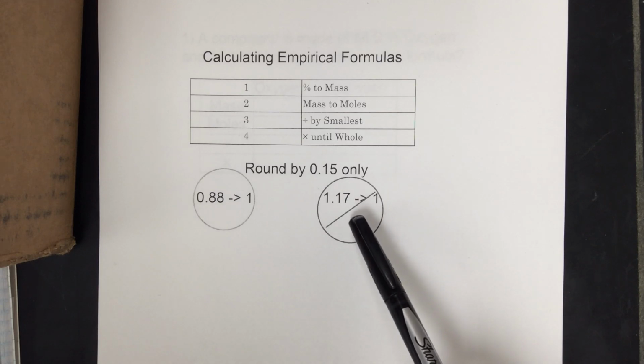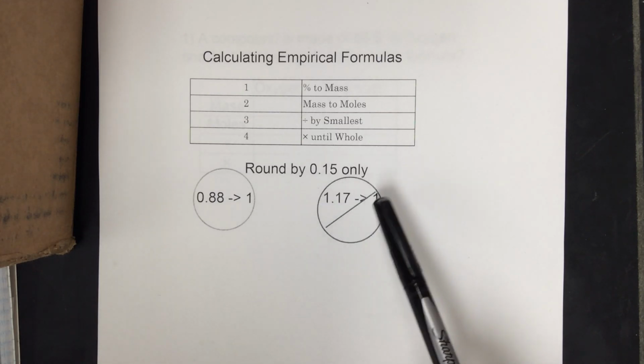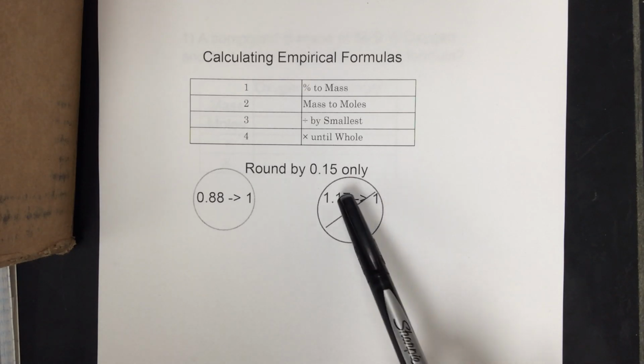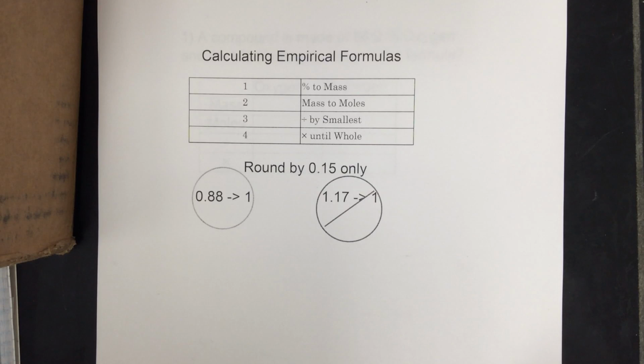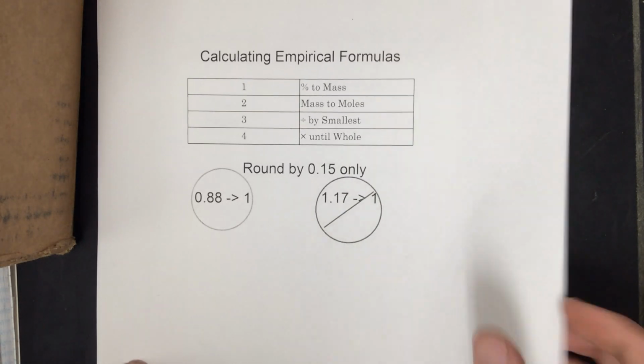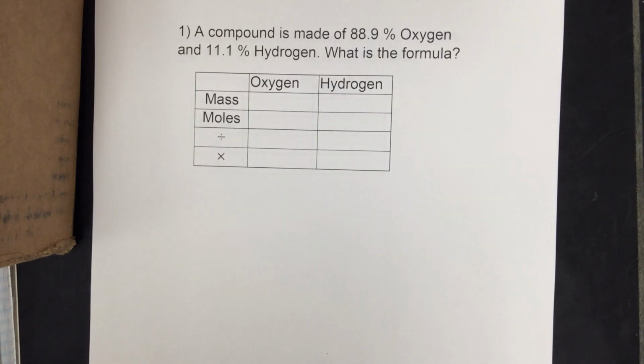But if I got out of my divide by smallest step 1.17, that's too far away from 1 to round. That would mean that I would have to do my multiply until whole step in order to get the empirical formula. So this doesn't really make a whole lot of sense until you look at an example. So in our first example, a compound is made of 88.9% oxygen and 11.1% hydrogen. What is the formula?